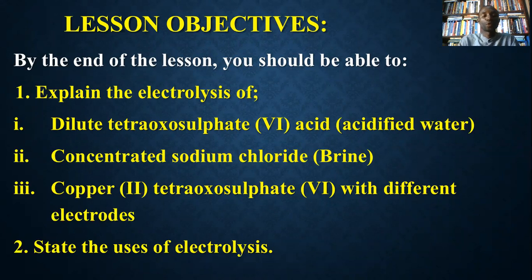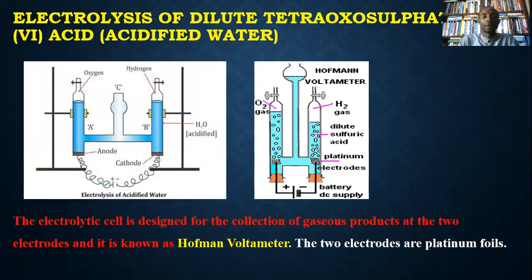You will also be able to explain the electrolysis of concentrated sodium chloride, also known as brine. You should also be able to explain the electrolysis of copper(II) tetraoxosulphate(VI) with different electrodes. Lastly, you will be able to state the uses of electrolysis. All right, electrolysis of dilute tetraoxosulphate(VI) acid, also known as acidified water.